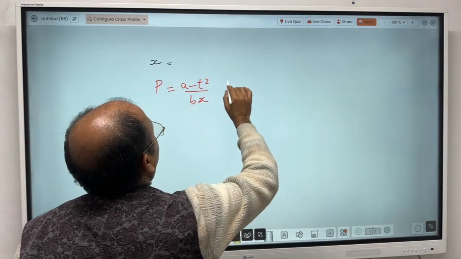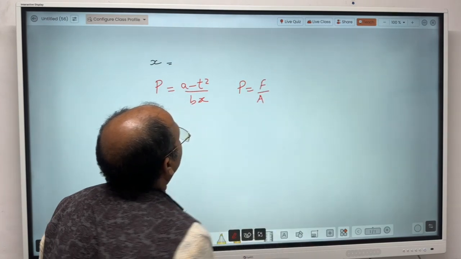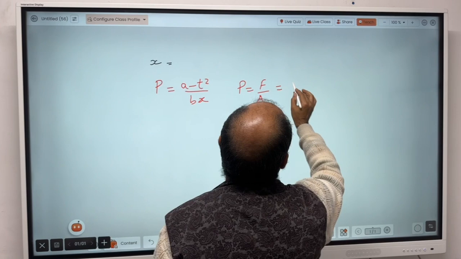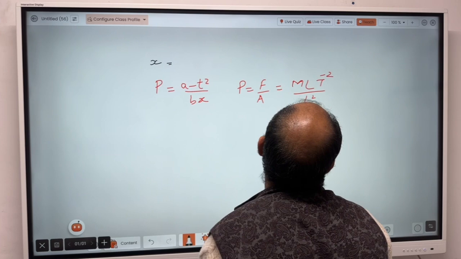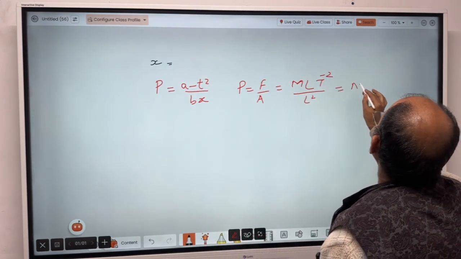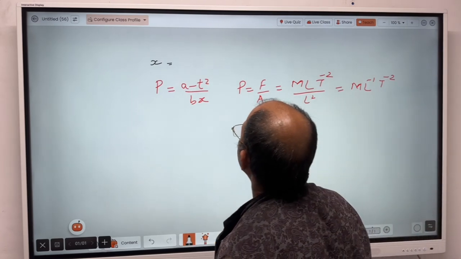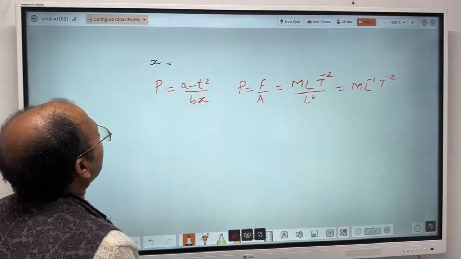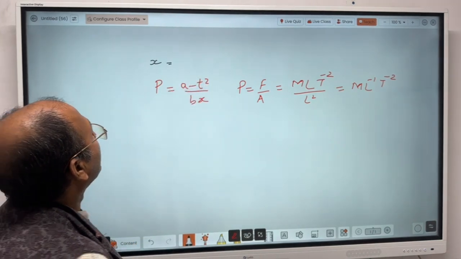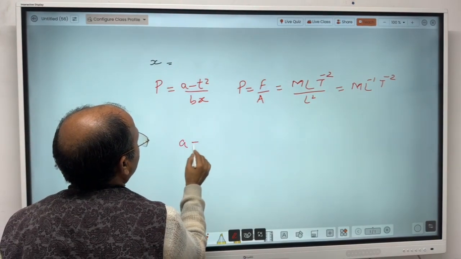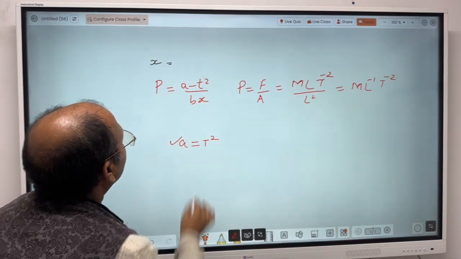Here P is pressure. If you remember, pressure is force upon area. So we can put the dimensions of force. Force is mL T power minus 2 divided by area, which is L square. So from here we will get mL minus 1 T power minus 2. So this is the dimension of pressure, and here if we apply the principle of homogeneity, the dimension of A must be equal to the dimension of T square. So we can say A must have the dimension of square of time. So we have got the value of A.